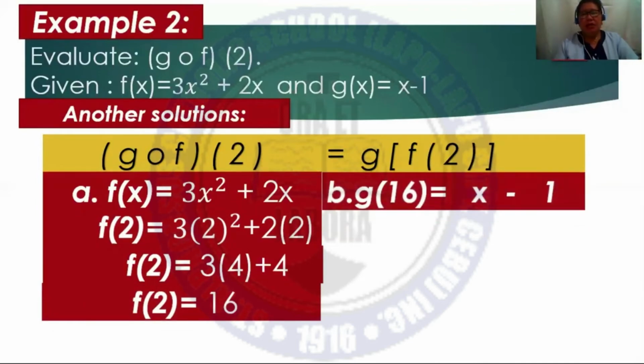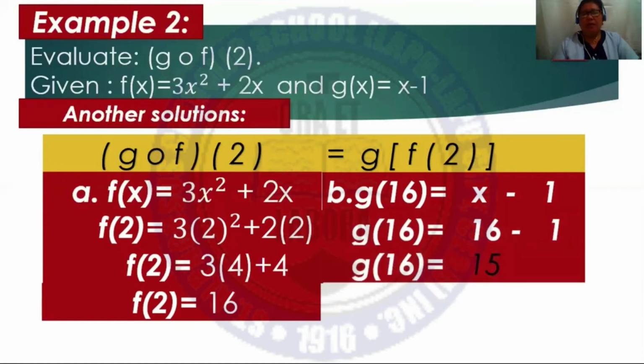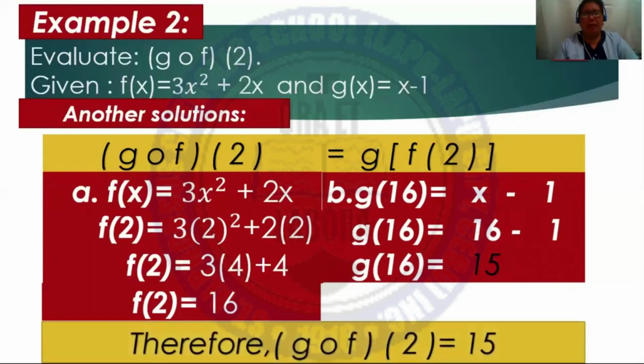Second solution, g of 16. Because that is g of f of 2. And f of 2 is 16. g of x is x minus 1. So we have to change x by 16. Then minus 1. g of 16 is equal to 15. Therefore, g circle f of 2 is equal to 15.